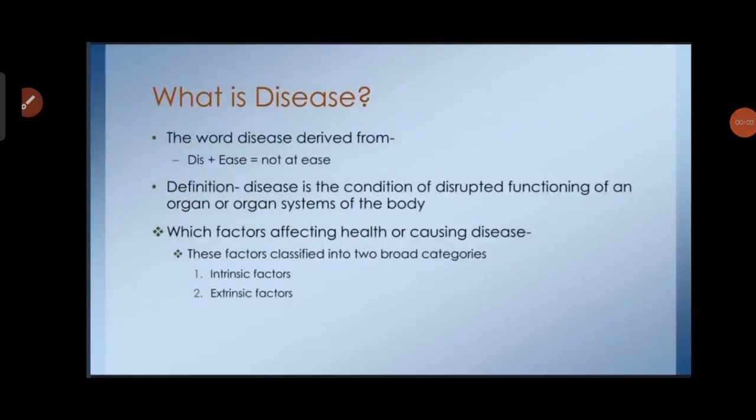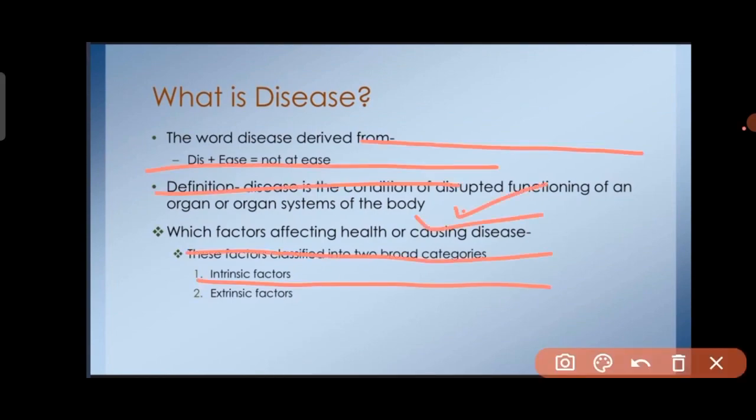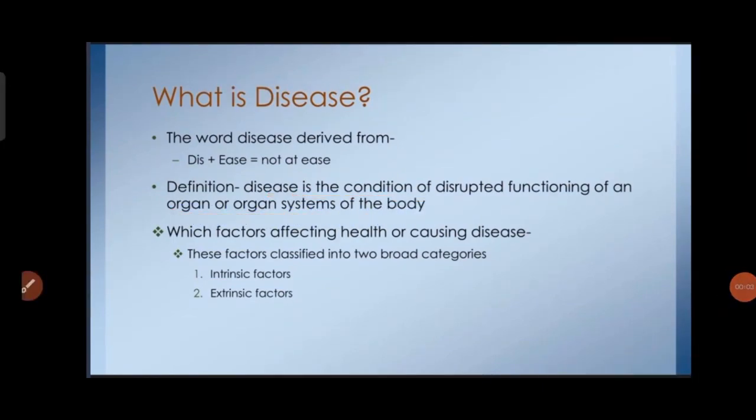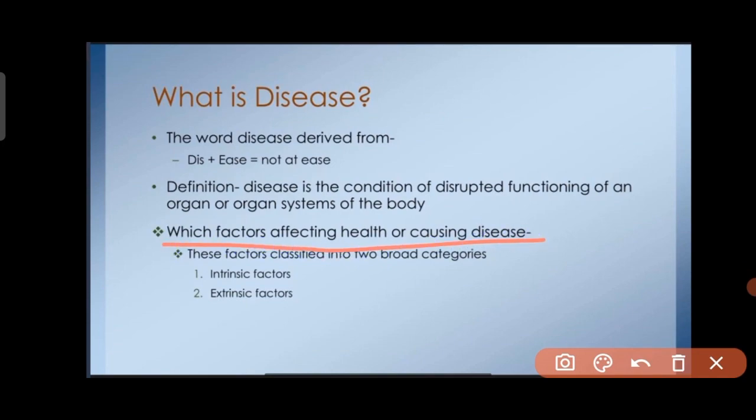Okay, now let us start the topic. What is disease? The word disease was derived from dis plus ease, that is, not at ease. We can say that disease is the condition of disrupted functioning of an organ or organ system of the body. In simple words, disease is any abnormality or disturbance caused in our body.